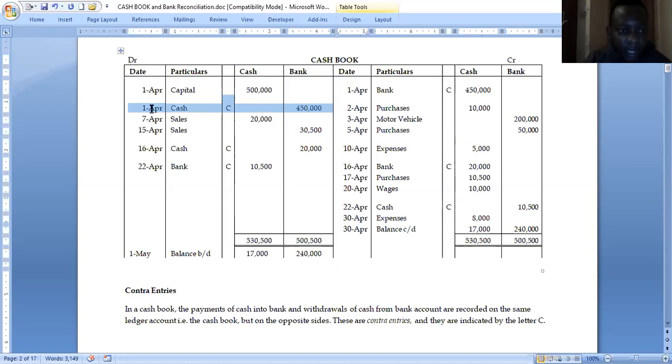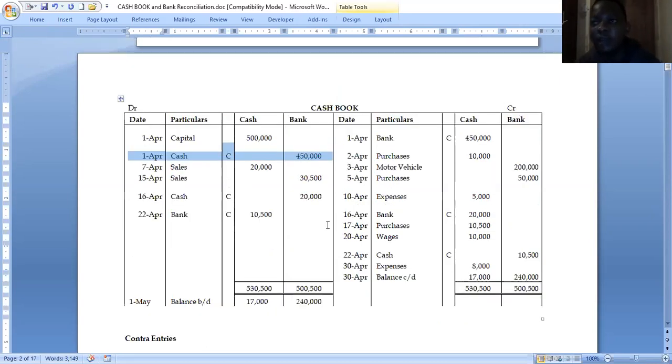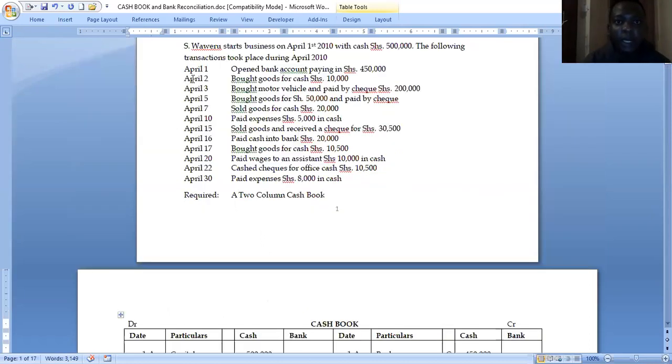So a contra entry is an entry that is recorded in the same book, in the same ledger. So in this case, you're having the cash book. We have that transaction being recorded in the same cash book. So that is a contra entry, where you have the debit and the credit entry of the same transaction being recorded in the same ledger. And we have a perfect example here, this transaction whereby we credit cash account and we debit bank account within the same ledger.